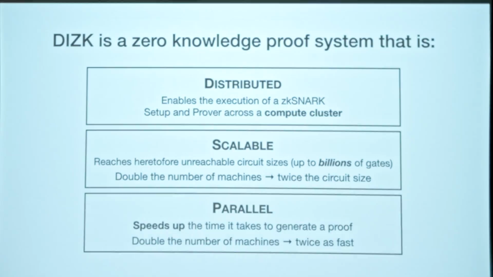The third point is that this is parallel, so it speeds up the time it takes to generate a proof. And again, the pattern that we see is that as we double the number of machines, the general computation itself is roughly twice as fast.